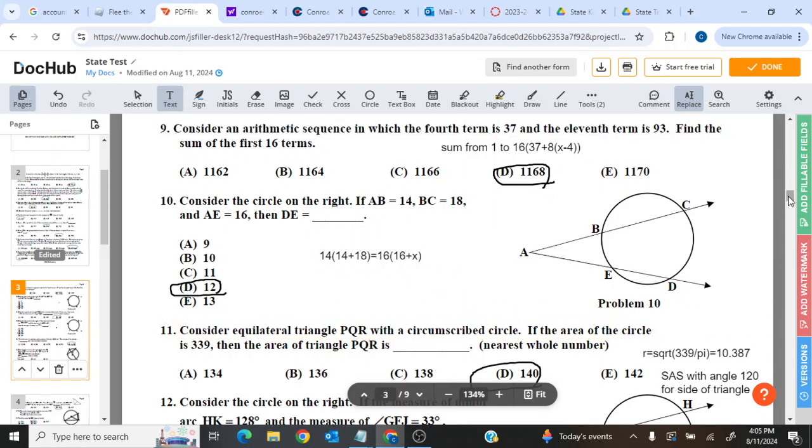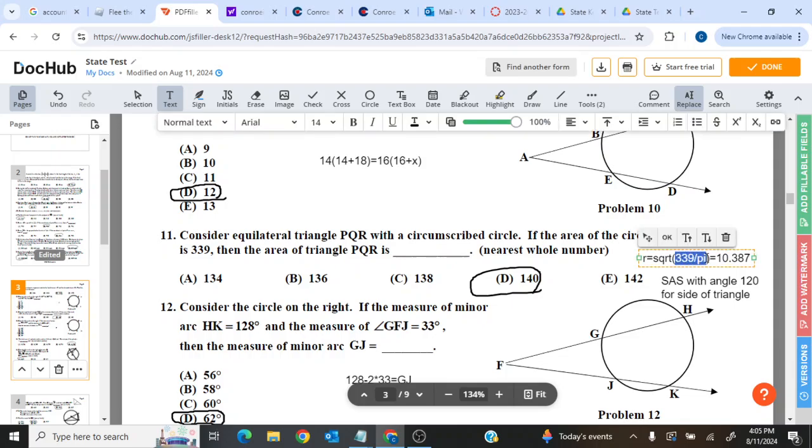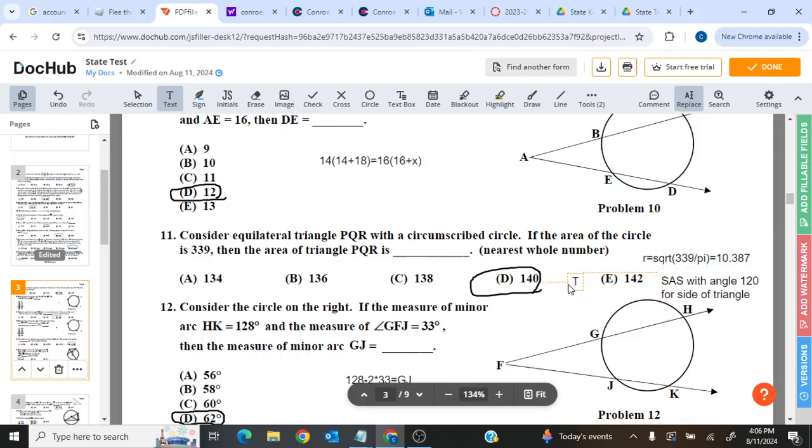Consider the equilateral triangle PQR with a circumscribed circle. The area of the circle is 339. The area of triangle PQR is what? Well, first off, let's figure out the radius of the circle. The radius is the square root of the area divided by pi. That's just rearranging the formula a bit, and you get a radius of 30.387. Now, once you have that, you have the center of your triangle in a way, and you can draw. I'll try and draw it to the best of my abilities.